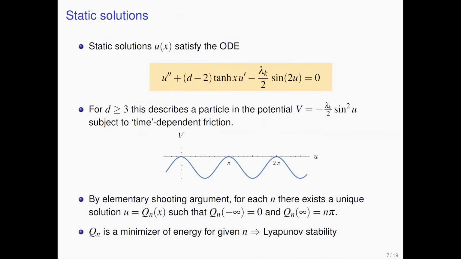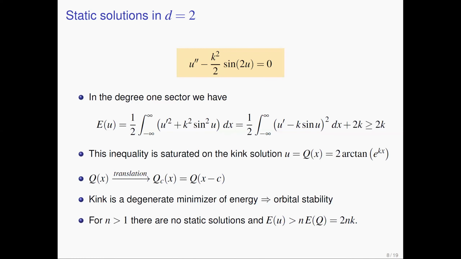Now, from this shooting argument, it is clear that in this case, in the absence of friction, there cannot exist solutions with higher degrees, because if this particle rolls over pi, it will keep moving because there is no friction. So there are no solutions of degree higher than one. However, one can show that the energy in these higher degree sectors is bounded from below by n times the energy of the kink, which is equal to 2k. So this is what I want to say about static solutions, which play the role of solitons in this model.